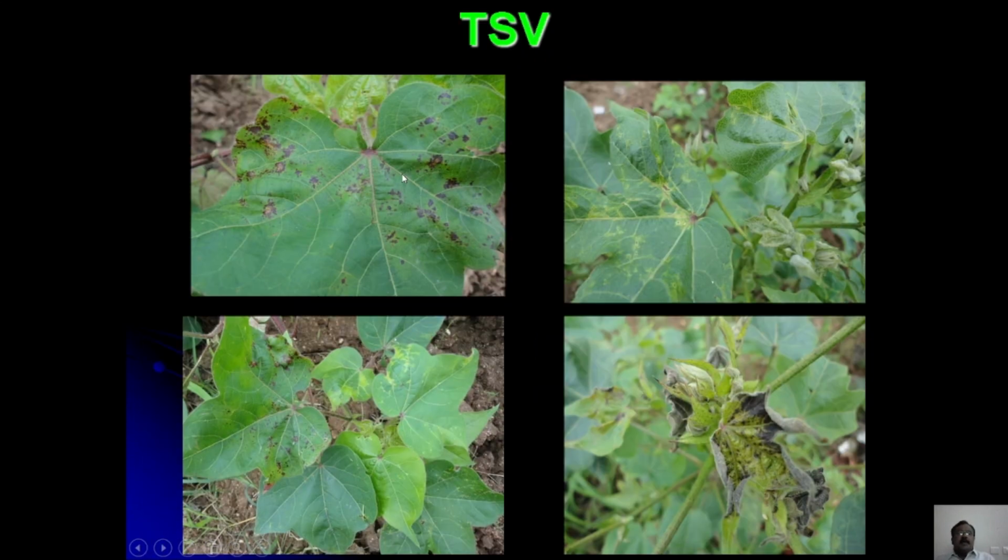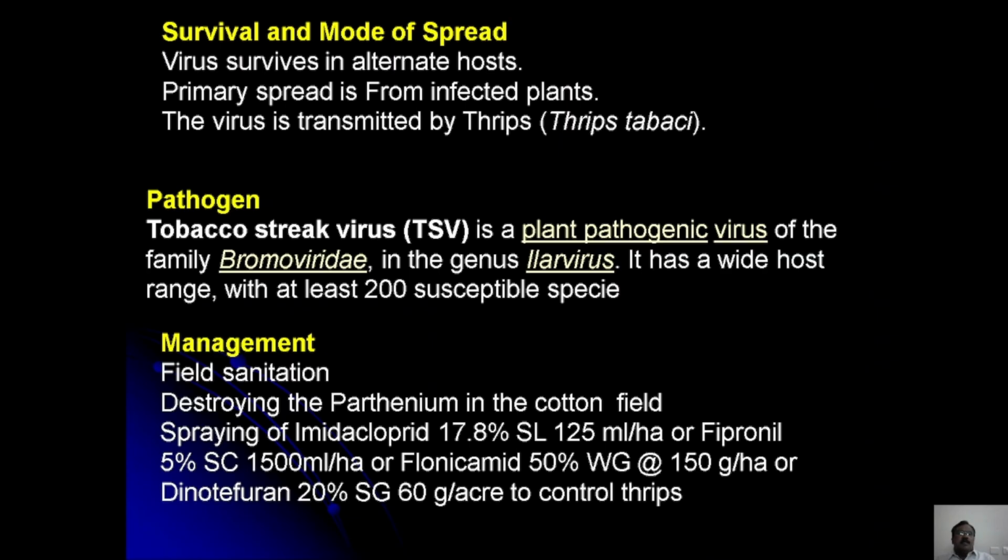This is the typical symptom, necrotic spots. These are the chlorotic rings and complete necrosis of affected leaves due to infection by tobacco streak virus. The virus survives in alternate hosts, and the primary spread is from the infected plant, especially through the vector, thrips, Thrips tabaci. The pathogen comes under Bromoviridae, genus Ilarvirus, and has a wide host range.